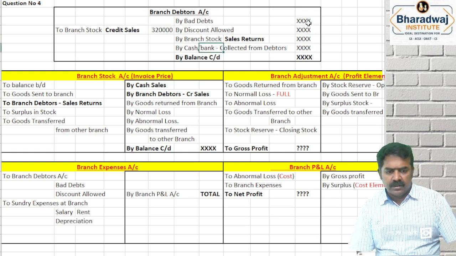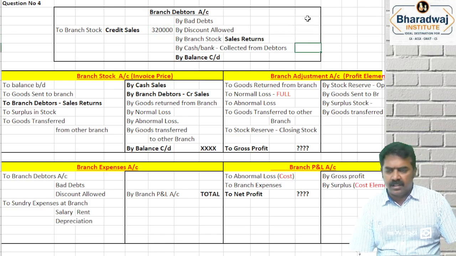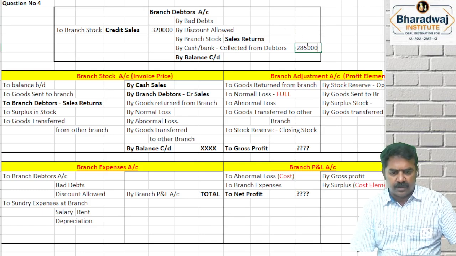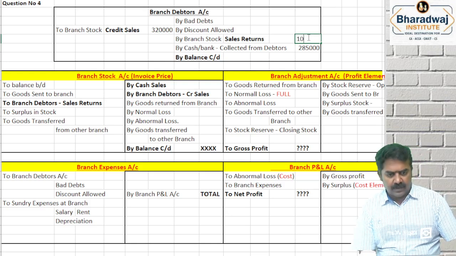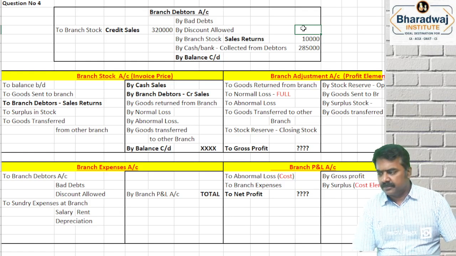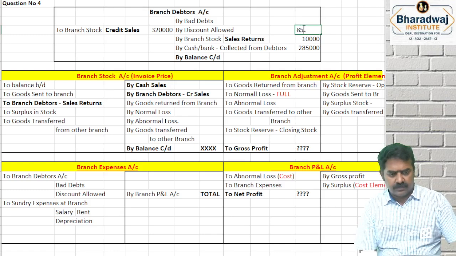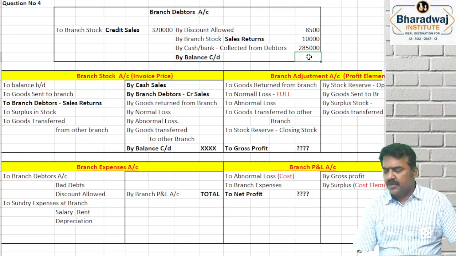3,20,000. Tell me these amounts. Any cash collection or bad debts given in the question? 2,80,000 or 5,000. Any sales returns given? By branch stock, returns from debtors 10,000. Branch expenses. Any discount, bad debts? Discount allowed 8,500. No bad debts. The balancing figure will be the closing balance.